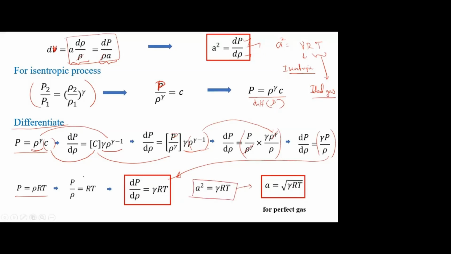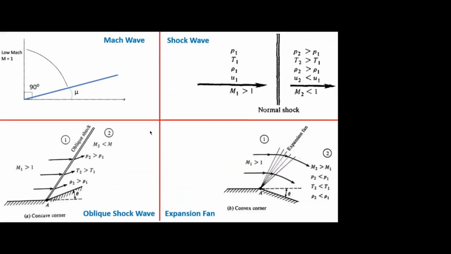And A means it is simply root of gamma RT. In supersonic flow, mainly if you take external, always it will be accompanied with these shock waves. So here we have 4 types of wave. First is Mach wave, second one is normal shock, third one is oblique shock, fourth one is expansion fan.